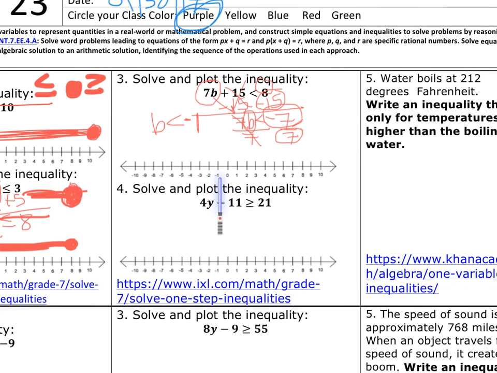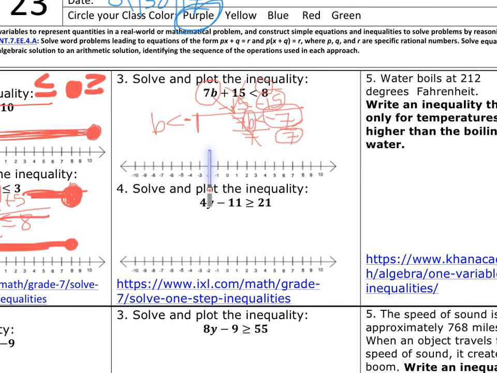Here's negative 1 right here. What numbers are less than? Is 0 less than negative 1? Nope. Is negative 2 less than negative 1? Yes. Is negative 3 less than negative 1? Yes. Is negative 9 less than negative 1? Yes. So you know that these are all possible solutions to our variable b.